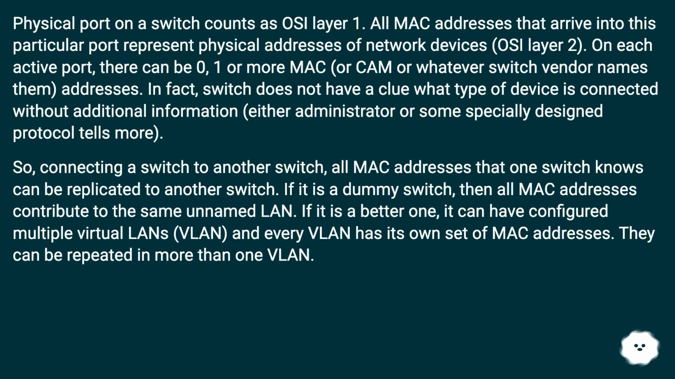So, connecting a switch to another switch, all MAC addresses that one switch knows can be replicated to another switch. If it is a dummy switch, then all MAC addresses contribute to the same unnamed LAN. If it is a better one, it can have configured multiple virtual LANs, VLAN, and every VLAN has its own set of MAC addresses. They can be repeated in more than one VLAN.